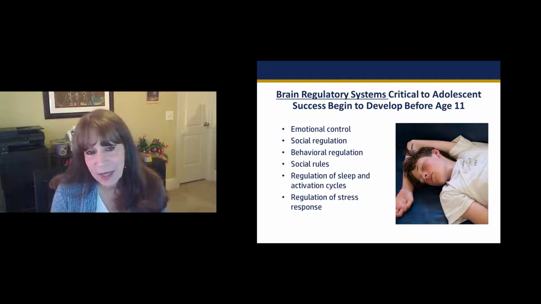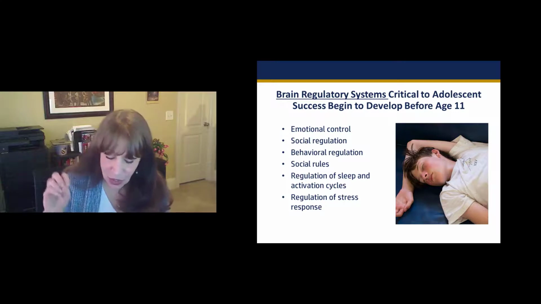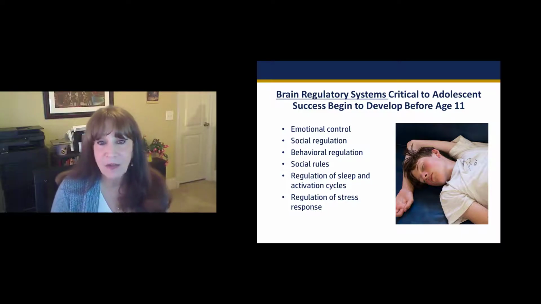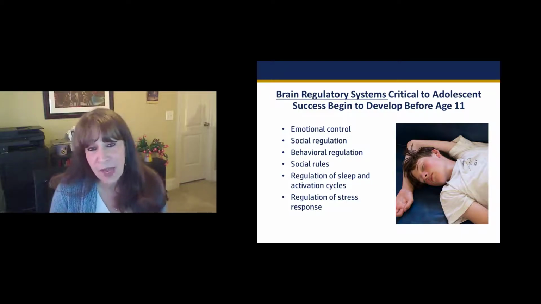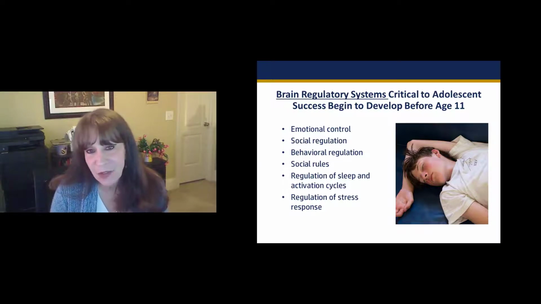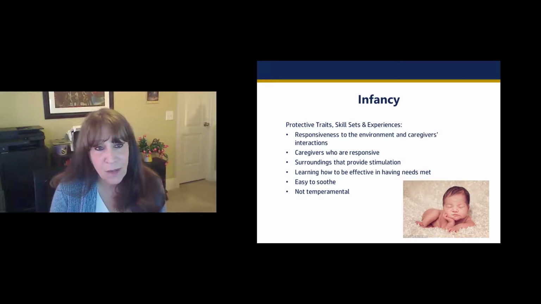And the systems that undergird them, I keep saying that, I know, but these brain systems, the structures and the functions themselves need to have developed properly for adolescents to be successful before the age of 11. And again, age 11 is very important: these systems that control emotion, regulation of sleep and stress response need to be functioning well enough to be successful in adolescence, so that you don't end up with a substance use disorder.